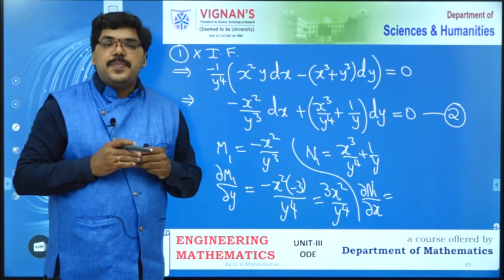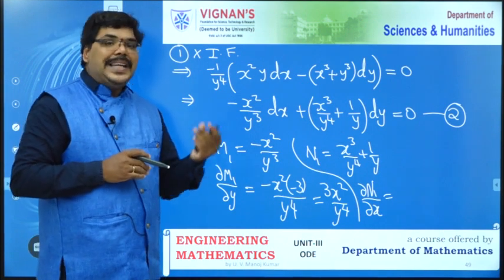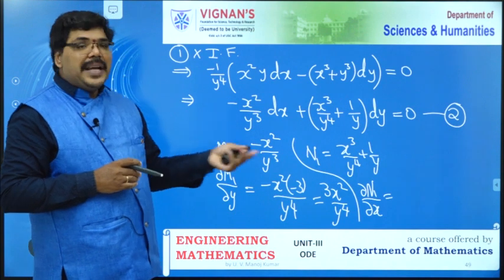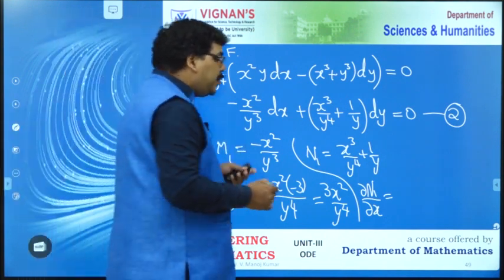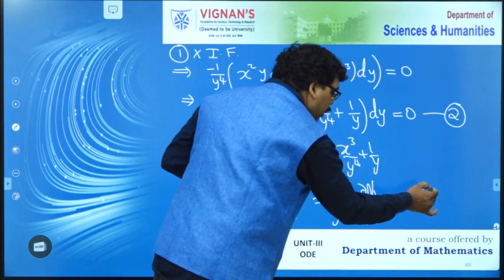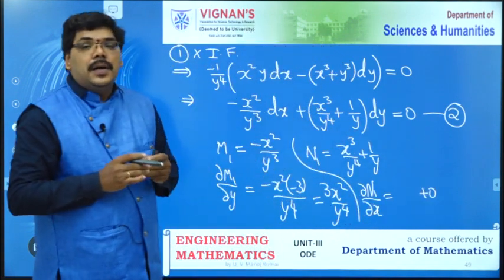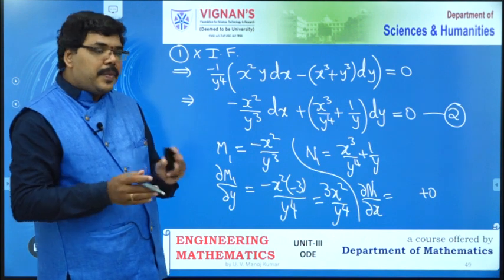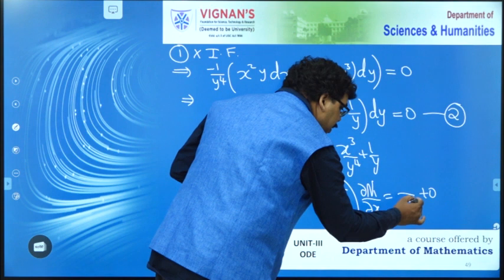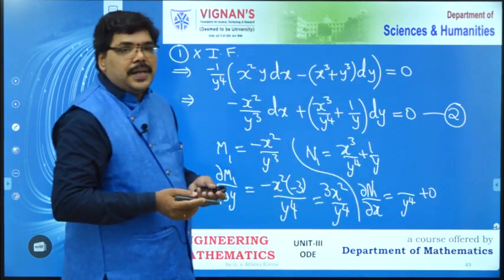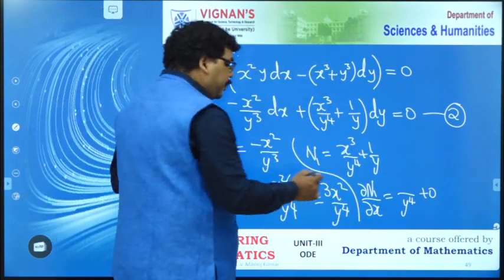I am differentiating N1 with respect to x. So y is constant, 1 by y is constant, constant derivative is 0. So second term derivative is 0. Coming to the first term, y is constant, so 1 by y power 4 is constant. So 1 by y power 4 is as it is. Derivative of x cube is 3x square.